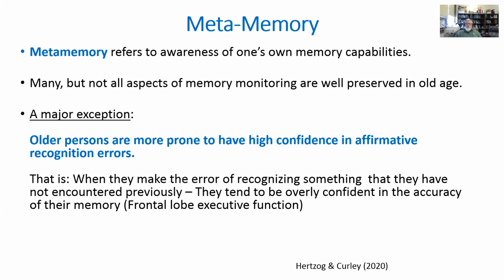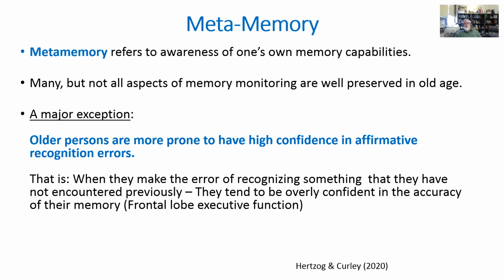So what research on metamemory has shown is that many aspects of this ability to self-monitor and be aware of our own successes and failures in our memory are pretty well preserved in old age. So that's pretty cool. That means that we are pretty good at monitoring problems that we have with our memory and can take appropriate actions.